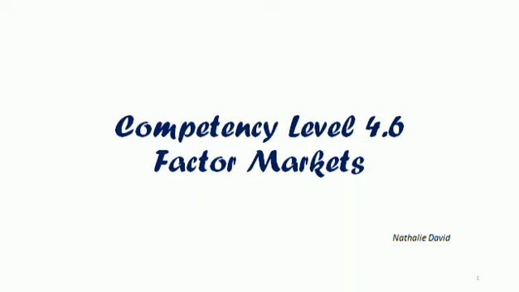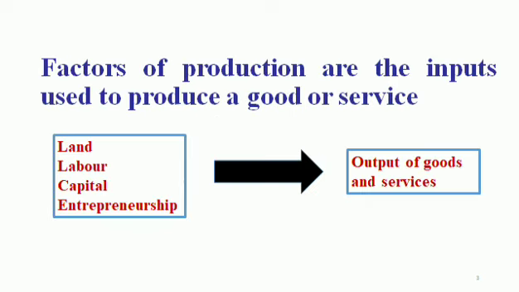Hello, in this section we will be covering factor markets. Factors of production are the inputs used to produce goods and services. These inputs are land, labor, capital and entrepreneurship.